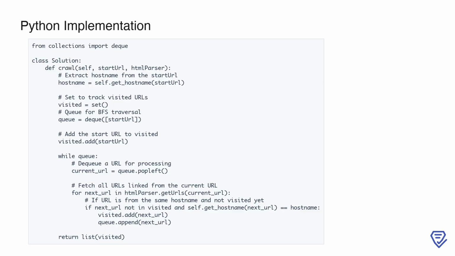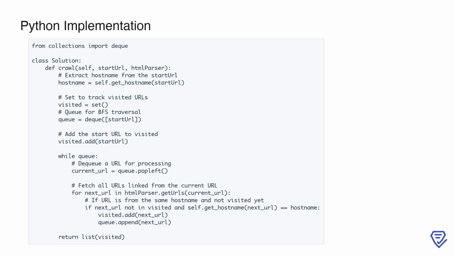Next, we initialize a set called visited to keep track of URLs we've already processed, ensuring we don't revisit them, and a queue using Python's deque for managing our BFS traversal. We add the start URL to both the visited set and the queue. Then, we enter a while loop that runs as long as there are URLs in the queue. Inside the loop, we dequeue a URL for processing and use the HTML parser.getURLs method to fetch all the URLs linked from the current page.